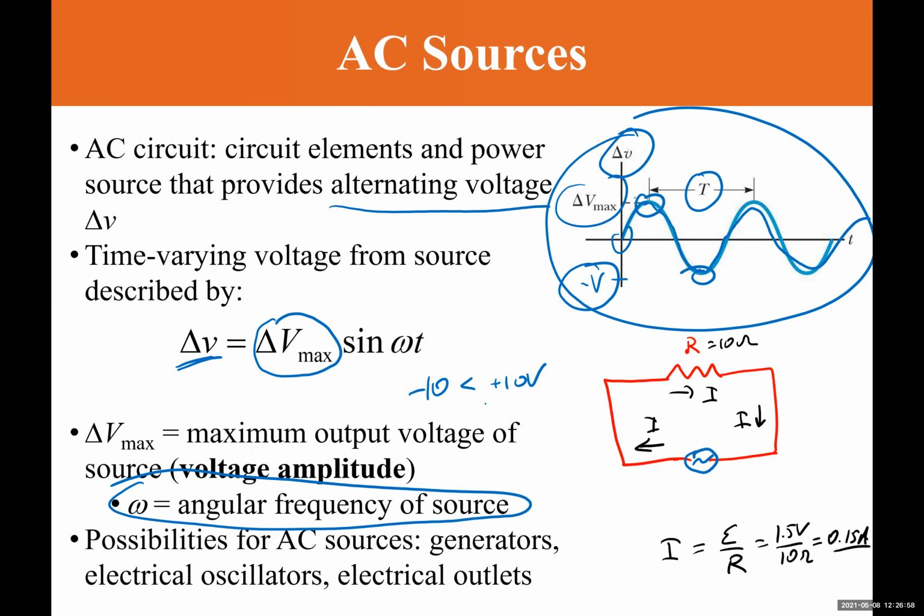So that's why we can say that here you get the maximum, here you get the minimum, right? So negative 10. That means that by just changing the type of power source, going from the battery into, for example, some kind of AC source, could be generators, oscillators, or electrical outlets, then right away we get oscillating voltage.